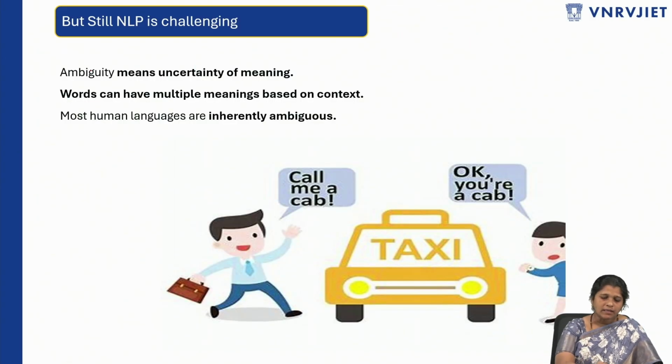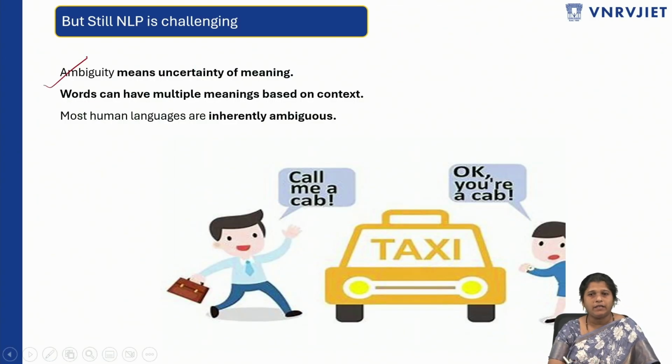Among these, ambiguity is still a main thing. What does ambiguity stand for? Ambiguity is an uncertainty of the meaning. Words may have multiple meanings based on their context, based on their usage, based on their preference, or based on the emotion also. So most human languages are inherently ambiguous.